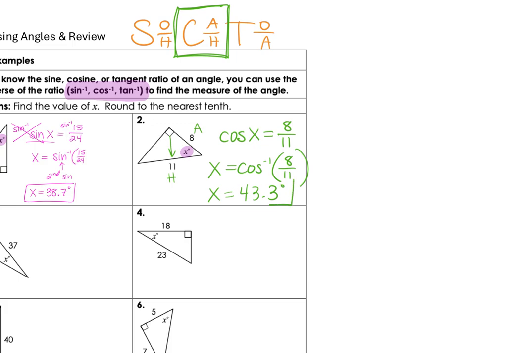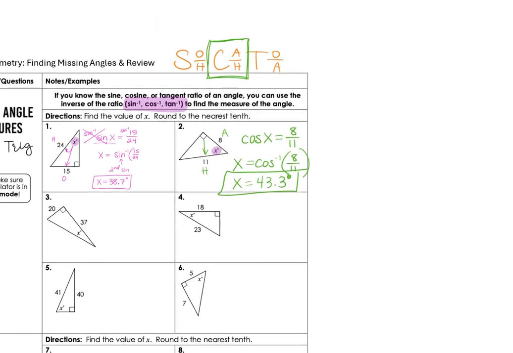So inverse cosine of 8 over 11 is 43.3. And then I'm super picky on this part. It's not a length, so make sure you make it degrees, okay? Because I want you to understand that it's an angle that you're finding. So put in a degree there. Questions on that?